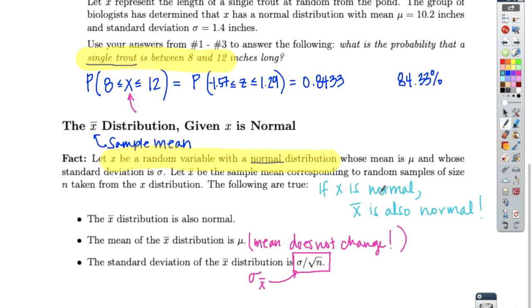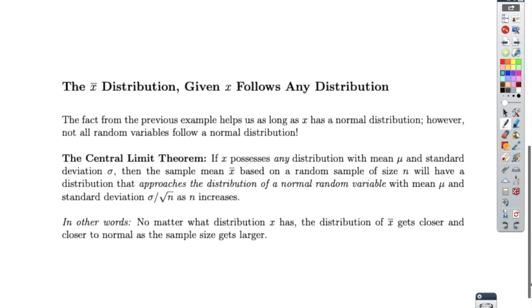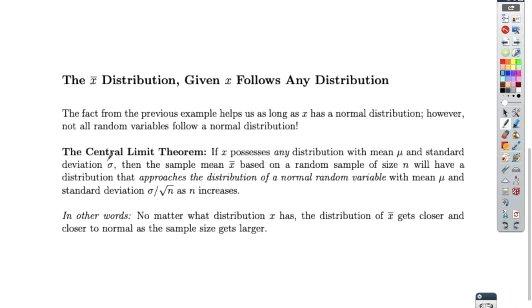X is not always going to have a normal distribution. We like it when we can deal with data that's normally distributed, but the fact is in the real world, we don't always deal with data that's normally distributed. So my question would be, what if our original data is not normal? What if we don't start with a normal distribution? Then what happens to this x bar distribution? And that is addressed here in something called the central limit theorem.